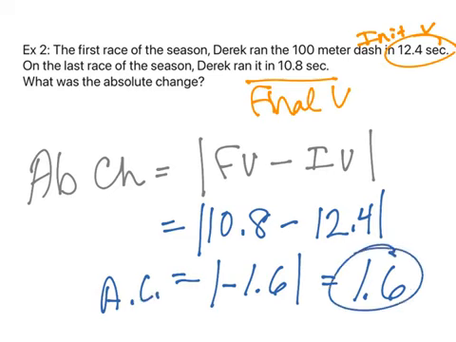If we would put this into a sentence, we would say Derek dropped 1.6 seconds off his 100-meter dash time. Notice, even though it was a decrease, it went down, we still have an absolute change of a positive number because Derek ran it in 1.6 seconds less than what he did at the beginning of the season. And that is calculating absolute change.